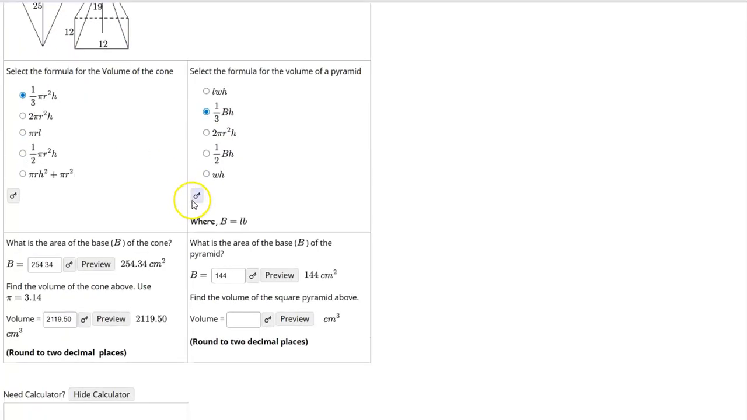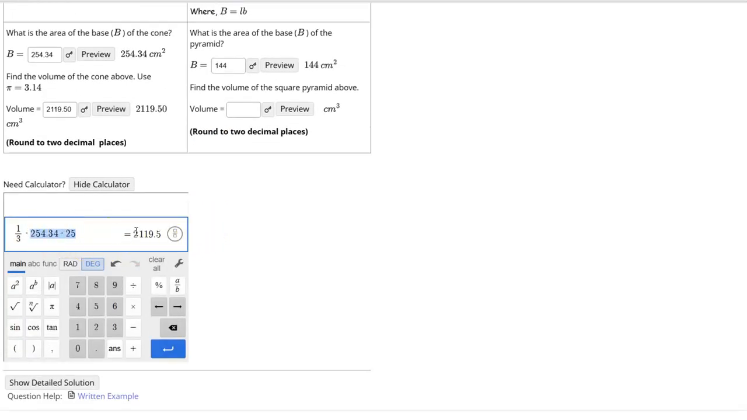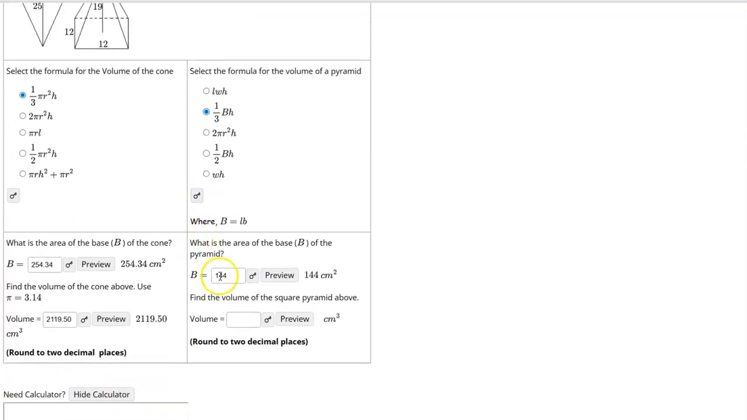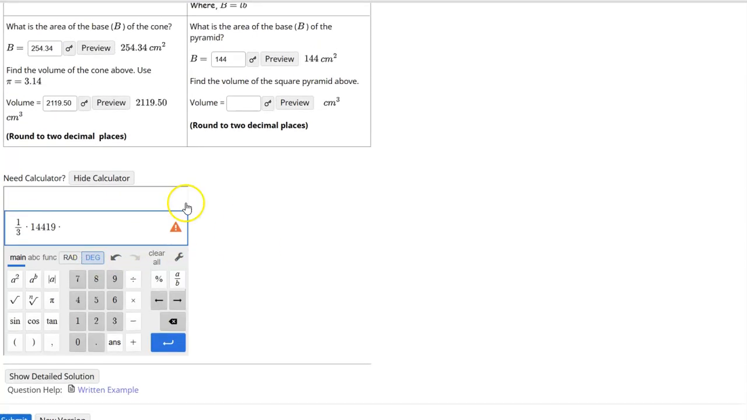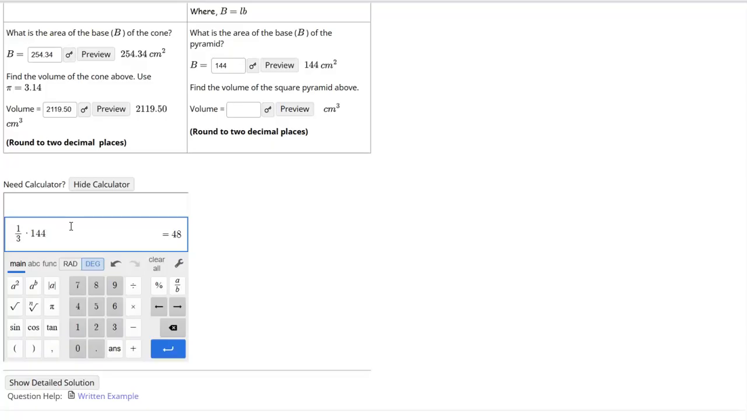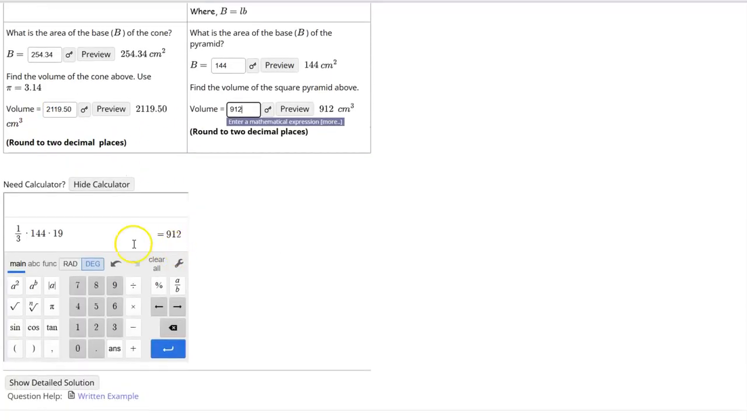Now the volume of the pyramid is going to be the same story. You multiply the area of the base, which is 144, times the height, and multiply by 1/3. So 1/3 times 144, which is the area of the base, and times the height. The height is 19. So 1/3 times 144 times 19 is 912. Centimeter cubed is the volume unit. That's how you do it.